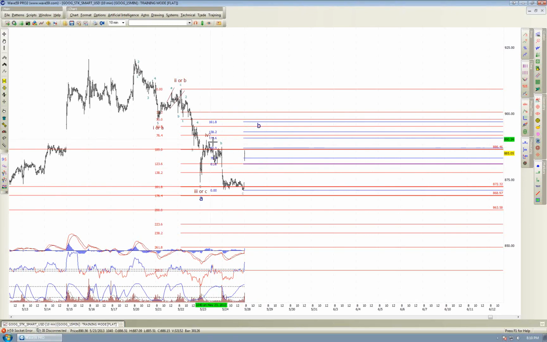And it would be an expanded or running flat where B wave is making a lower low, and then we're getting a retrace in a C wave back up.